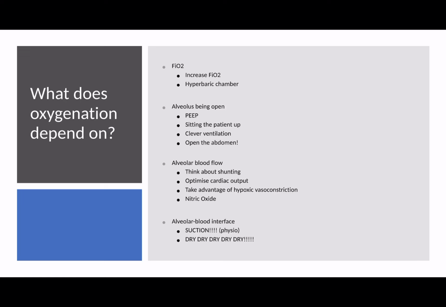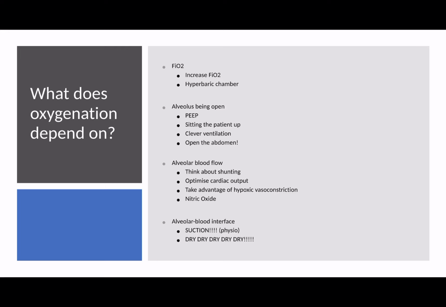Optimizing cardiac output is really important, and think about the patient's fluid status. Have you driven them too dry? Can we give them something to help their cardiac output, like an inotrope? Do we have enough of a pressure head to overcome the increased intrathoracic pressure that you've got now that you've got them on a high PEEP to try and keep those alveoli open?